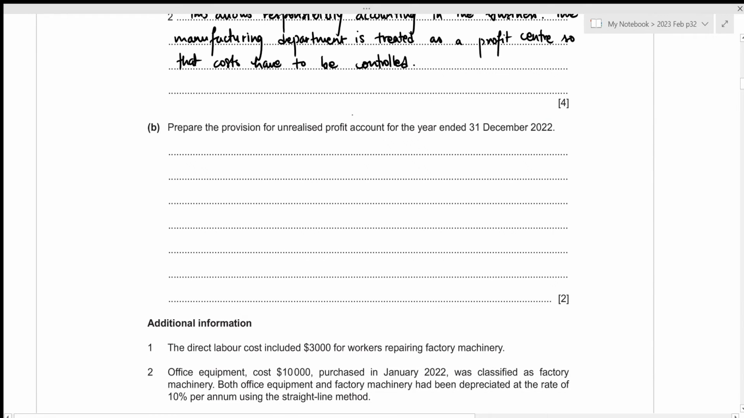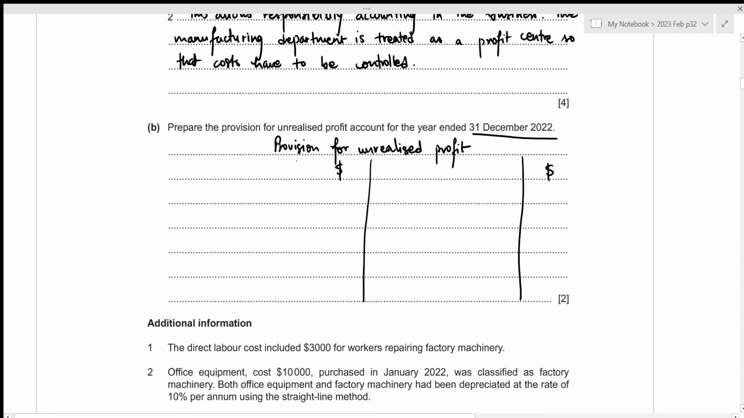We now need to prepare the provision for unrealized profit account for the year ended 31st December 2022. So this is the provision for unrealized profit, which is a T account. Now, the only items to be recorded in a provision for unrealized profit account will be our unrealized profit for the opening balance of finished goods as well as the unrealized profit for the closing balance of the finished goods.